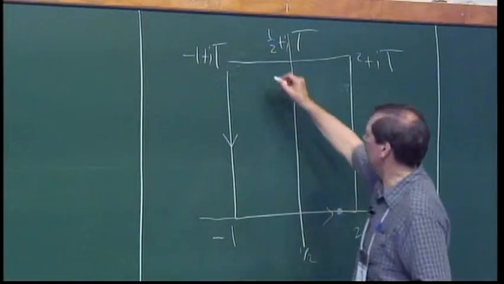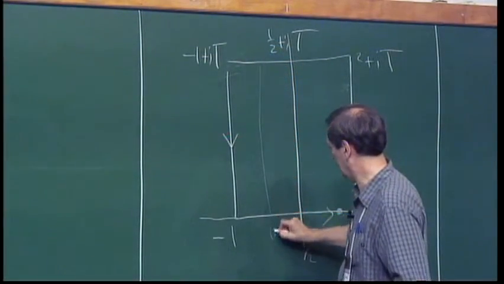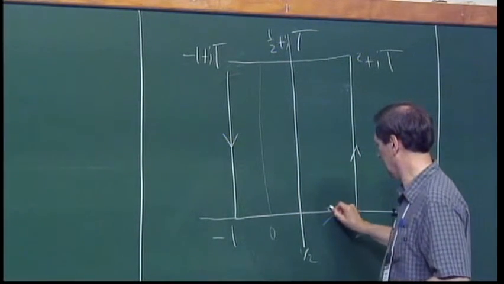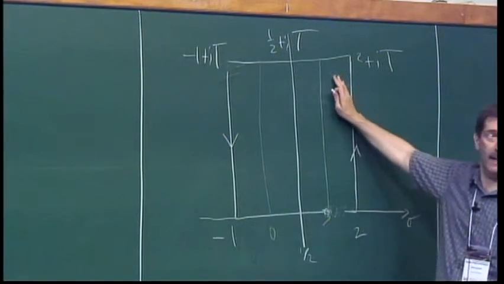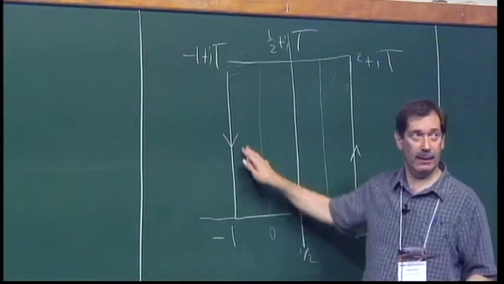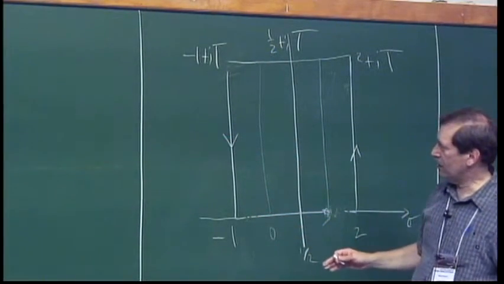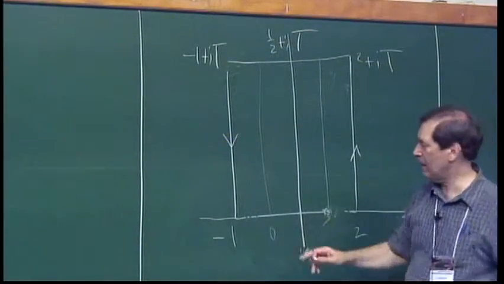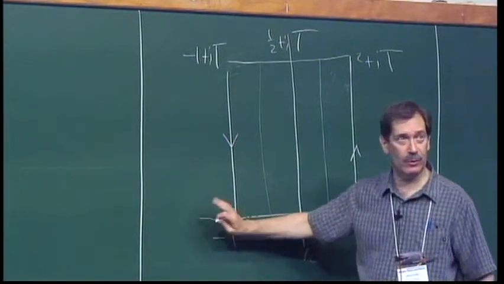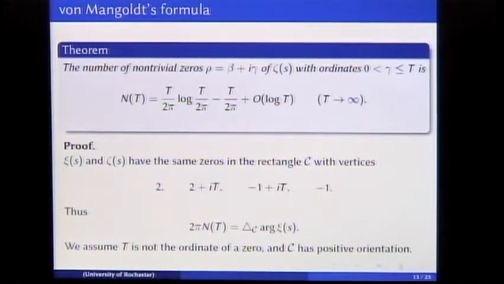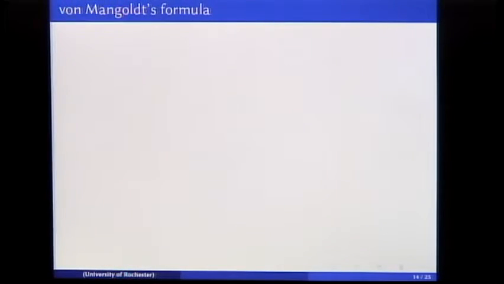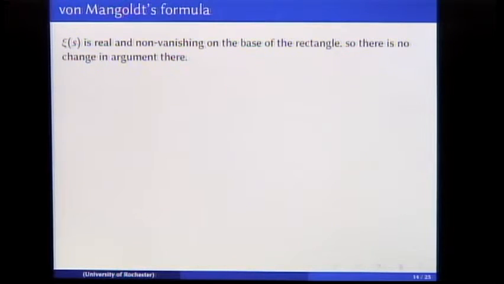Now the critical strip, remember, is about here, to here. But zeta and xi have no zeros here or here. Remember, the trivial zeros of zeta are not zeros of xi, and even if they were, the first one would be at negative 2. So we're counting exactly the zeros we want. Okay, so what's the change in argument of xi around this rectangle? And we want to make sure there's no zero on the rectangle, and that's not a problem.